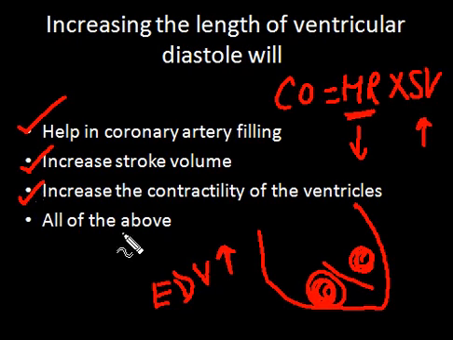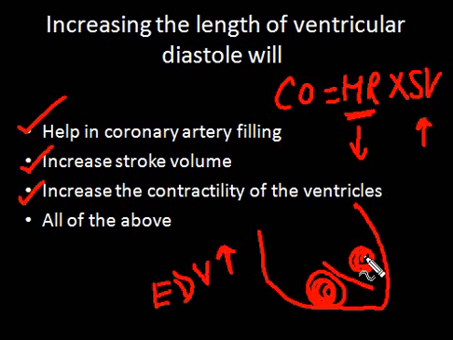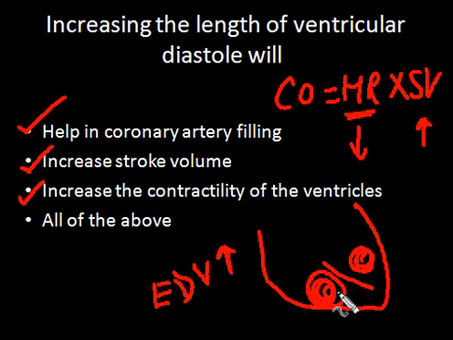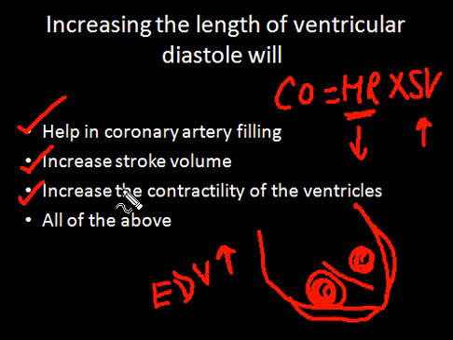Next one, would increasing the length of ventricular diastole increase the contractility of the ventricles? Yes, it will do this too. And why? The reason is the same. If the length is increased, more blood will fill in the ventricles and the end diastolic volume will be more. That means the ventricles will stretch a little bit more because they are filled with more blood. And remember from ANP1, if there is increased muscular stretch, the contraction is much better. Since the ventricular wall is stretched, that will improve the contractility of the ventricles. Hence, it will do this too.